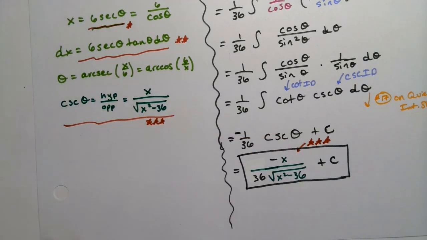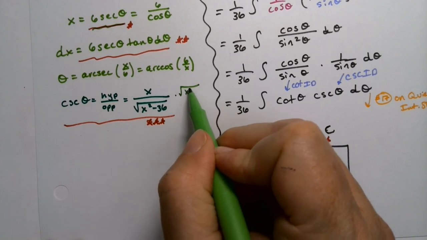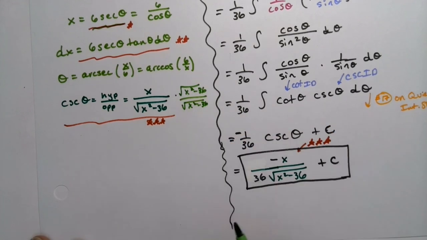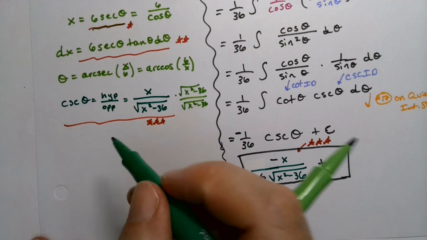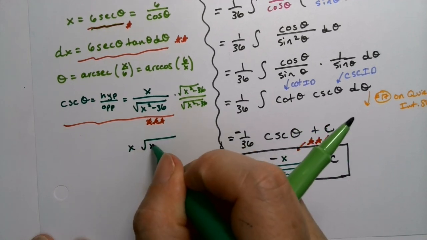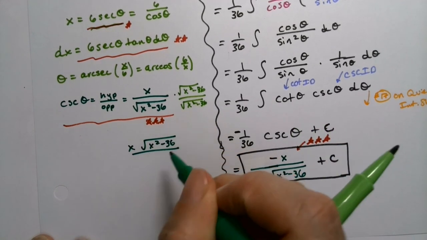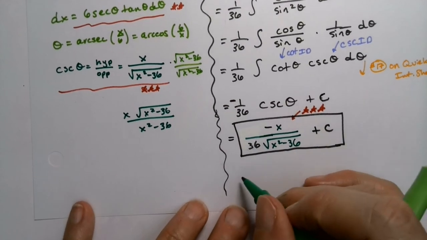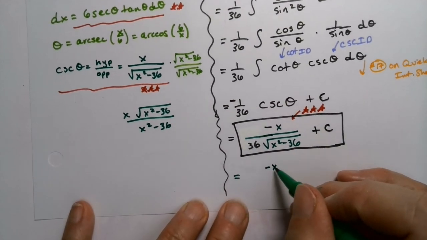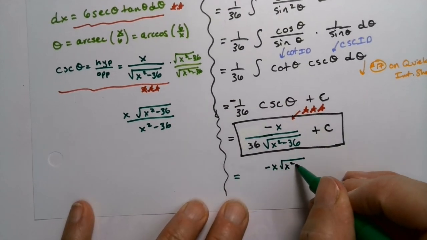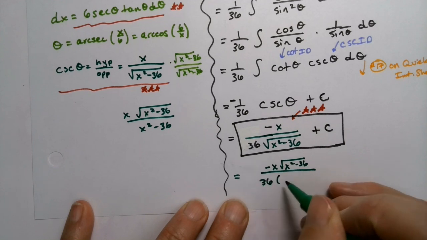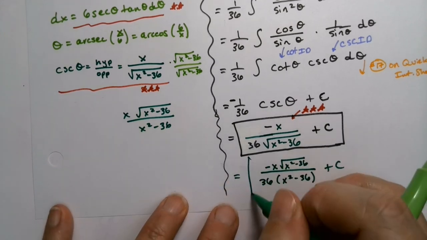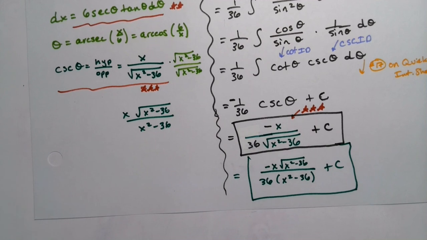But if you want to, you could multiply this by the square root of x squared minus 36 over the square root of x squared minus 36, if you feel like it. And it would get you that it's x square root of x squared minus 36 over just x squared minus 36. So if you wanted, you could write it that way as well. So you could say it's negative x square root x squared minus 36 over 36 times x squared minus 36 plus c. Again, if rationalization really strikes your fancy, knock yourself out.